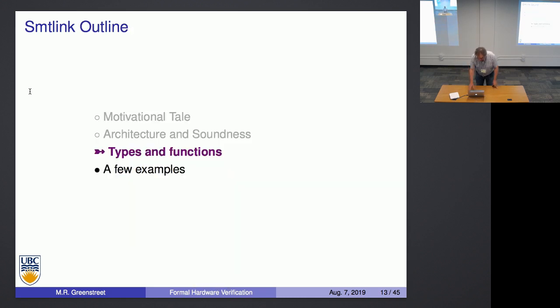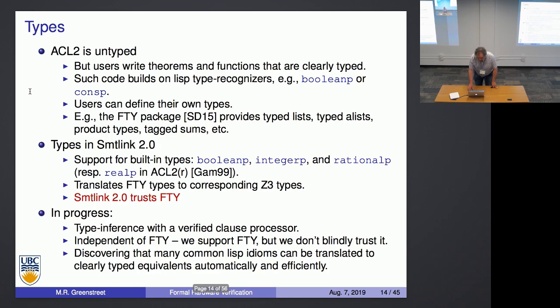Okay, so now that we've looked at our architecture and soundness, I'm going to give an example of how we're doing all this reflection stuff with types, because that's one of the biggest ones. So ACL2 is untyped, kind of. Yeah, I mean, if you take a look at it, yes, it's a theorem prover for untyped first-order logic, right? So it's untyped. But users write theorems and functions that are very clearly typed.